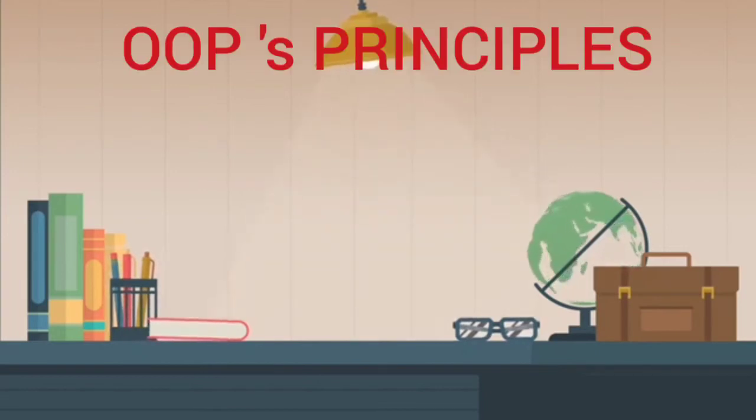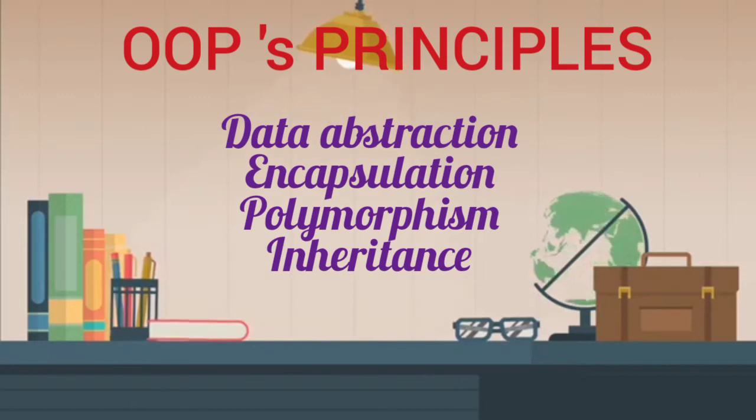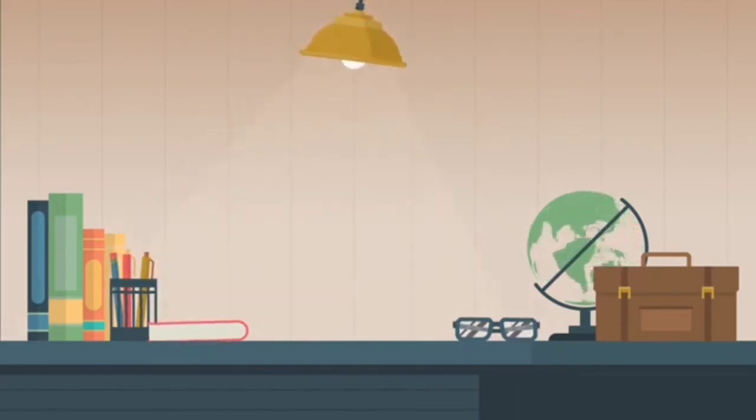Next topic is object-oriented programming principles. It is a very important topic. There are 4 different object-oriented programming principles in this chapter: data abstraction, encapsulation, polymorphism, and inheritance.